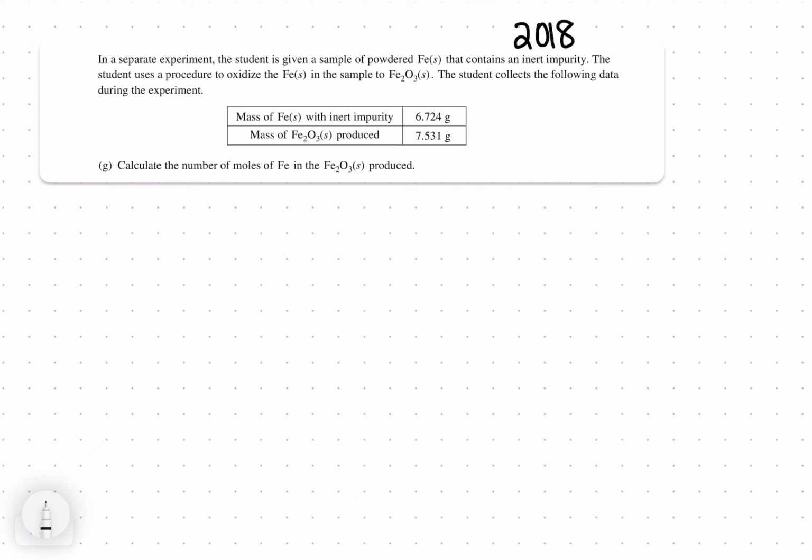So this question seems a little more involved, and that's because it's part of a lot of other parts, but we're just going to be simply looking at the dimensional analysis part of this. So we're just asked how many moles of Fe are in the Fe2O3. So let's foresee how much Fe2O3 do we have. So it says here mass of Fe2O3 produced is 7.531 grams. So let's just write that down, 7.531 grams of Fe2O3.